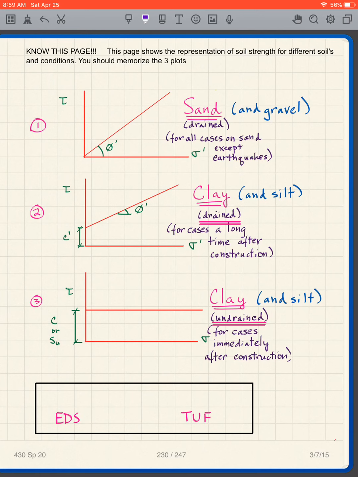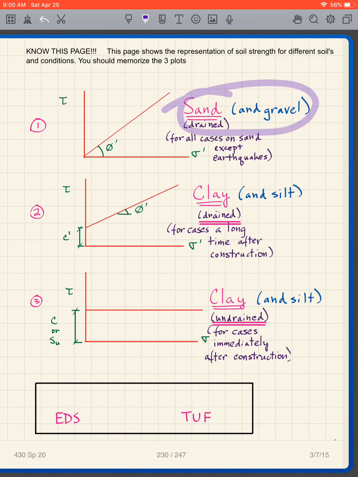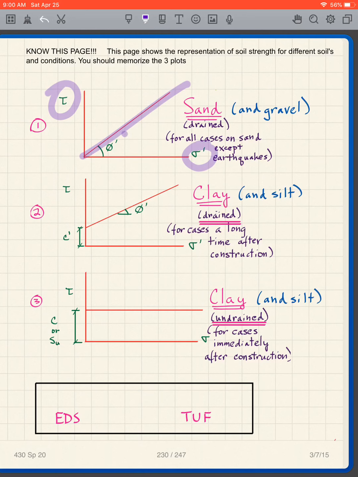And then, okay, this is an important page, so I want to finish with this. Know this page. This page shows the representation of soil strength for different soils and conditions, and you should memorize the 3 plots. All right, let me describe the 3 plots. We just went through sand and gravel drained. So this is for all cases on sand except for earthquakes, for instance. We plot tau versus sigma prime, and the failure envelope that we get is defined by phi prime. And notice that the failure envelope goes through the origin.